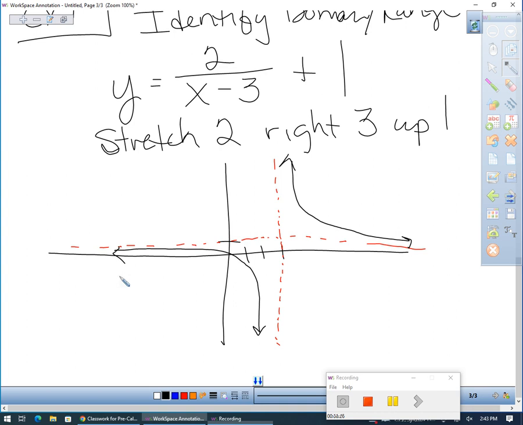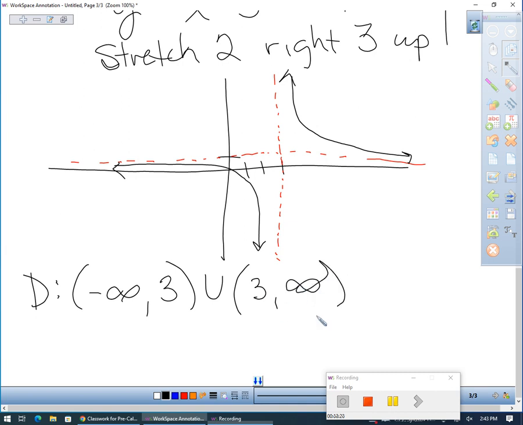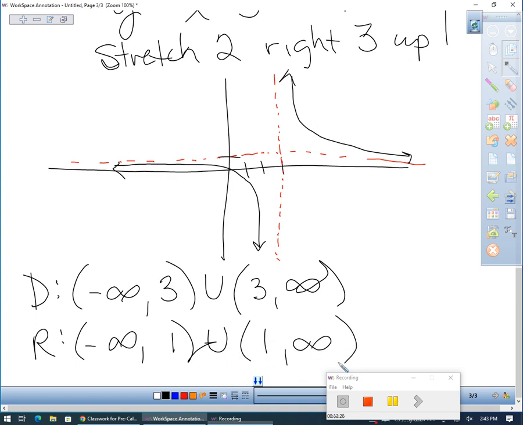Got to talk about that domain and range, right? Domain. Again, your domain's always going to start at negative infinity because it's starting here. And it's approaching what value for x? 3. Good. Then it's going to jump over 3, start back on the other side of 3, and go to infinity. Good. How about the range? Yep, so we're going to start where? Negative infinity to 1. Good. Jump over 1. Yes, 1 to infinity.